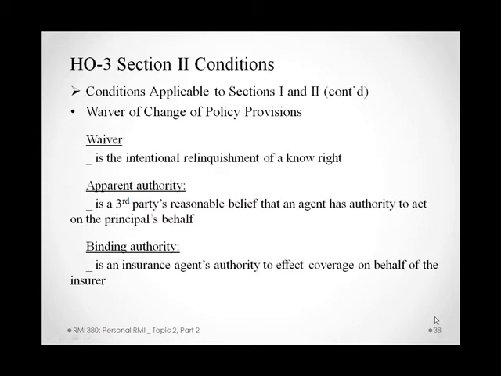Another condition will be the waiver or change of policy provision. Waiver is the intentional relinquishment of a known right. A waiver or change of provision condition states that a waiver of a right or change of a policy provision is valid only if the insurance company makes it in writing. If we don't have this condition, then there can be apparent authority. Apparent authority is a third party's reasonable belief that an agent has authority to act on the principal's behalf.